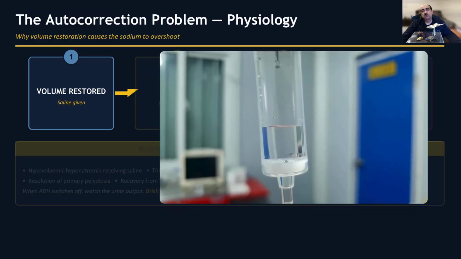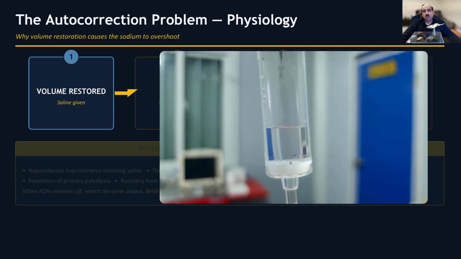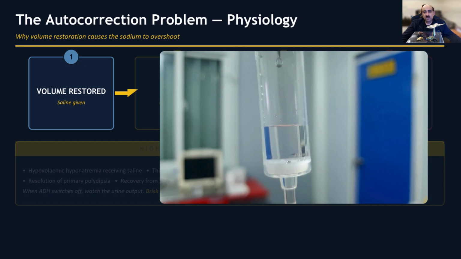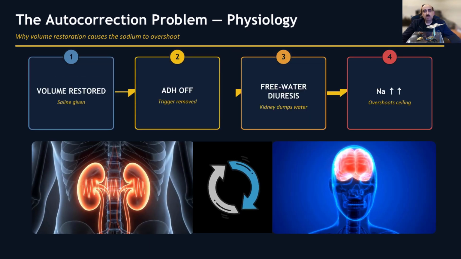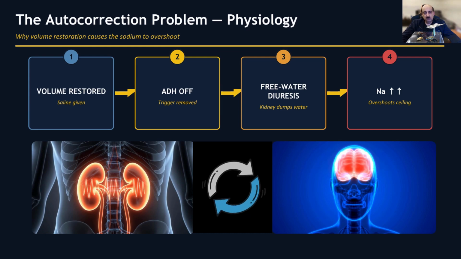Autocorrection problem. What is the physiology? Basically, 4 steps. The moment you restore the volume, for example, by giving normal saline in a patient to correct the hypovolemia, remember that during hypovolemia the ADH was appropriately turned on because the body wants to hold on to water to restore the volume. So the moment you restore the volume by giving exogenous fluids like normal saline, this trigger is suddenly gone. And that means ADH will be immediately switched off. And the moment it is switched off, the kidneys will start diuresing free water. And that can dangerously overshoot the sodium level in the serum, and that can cross the ceilings.